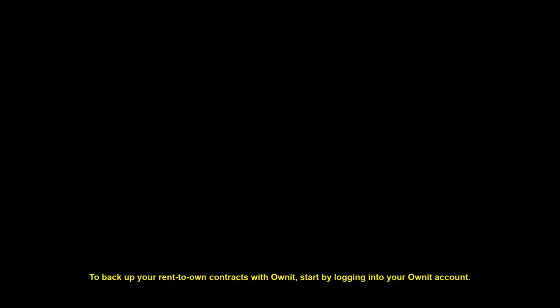To back up your rent-to-own contracts with Ownit, start by logging into your Ownit account. Navigate to the dashboard where your current contracts are displayed. Select the rent-to-own contract you wish to back up. Click on the Details button to access the contract information.